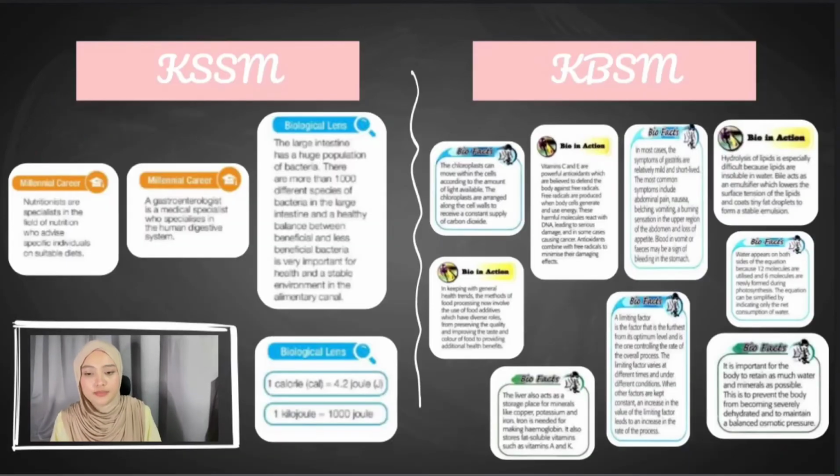Next, I will explain the difference of key concept in topic nutrition for KSSM textbook and KBSM textbook. In KSSM textbook, it contains 4 key concepts, whereas 2 of it are biological lens and the other 2 are millennial carrier. As for KBSM textbook, it contains 9 key concepts, whereas 6 of it are biofacts and the other 3 are bio in action.